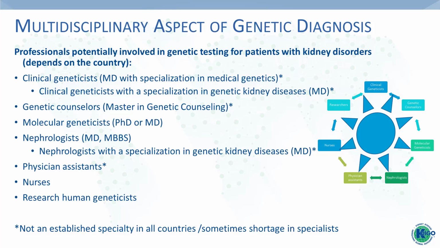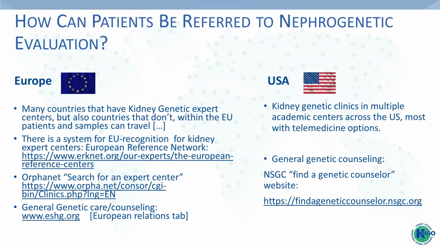Again, more common in some countries than others. Physician assistants, which in some countries are involved in the ordering and return of results and acting more like genetic counselors. Similarly, there are some nurses who now have roles very similar to genetic counselors. And there are research human geneticists who can be involved mostly in the interpretation of the results. The question about how patients can be referred for nephrogenetic evaluation, it differs.